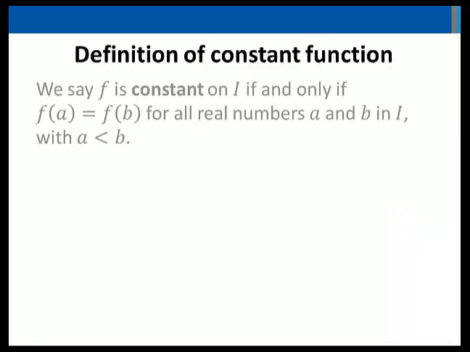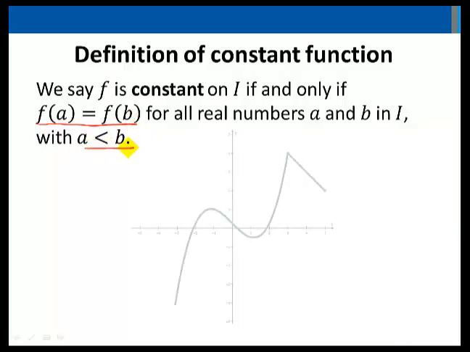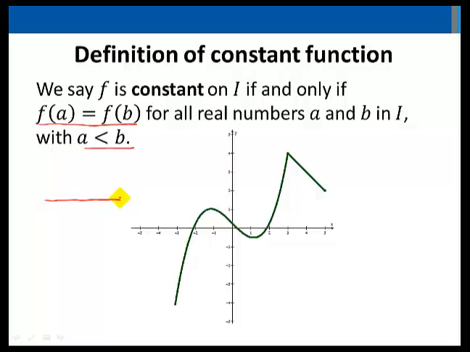Let's look next at the definition of a constant function. The definition is very similar to the two definitions we've just looked at, with the exception that f of a is equal to f of b when a is less than b. If we look at the graph again, we'll see there are no constant intervals on here. A horizontal line would be an example of a constant function.